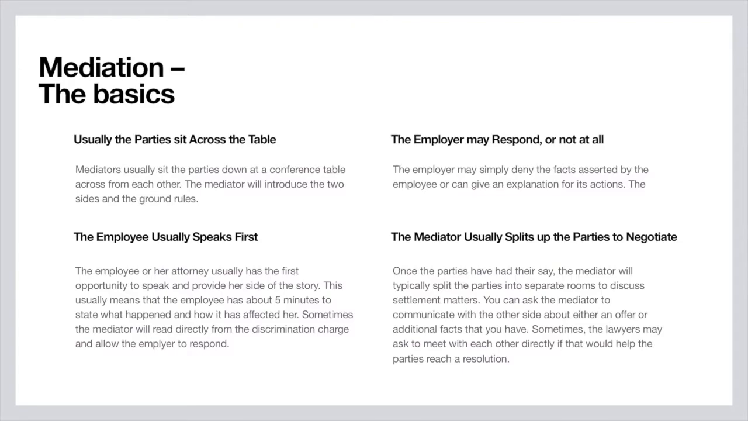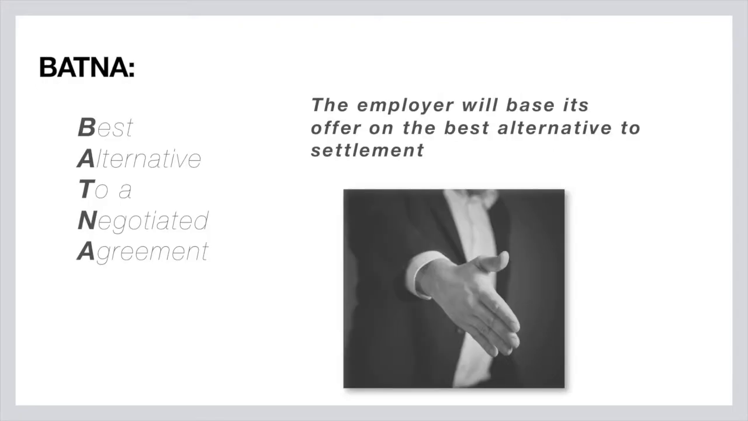The mediator then usually will split the parties into different rooms to negotiate. It will be sort of shuttle diplomacy where the mediator will come and talk to one side and then talk to the other, and they will pass settlement demands and why the settlement demand of the other party is simply not good enough.